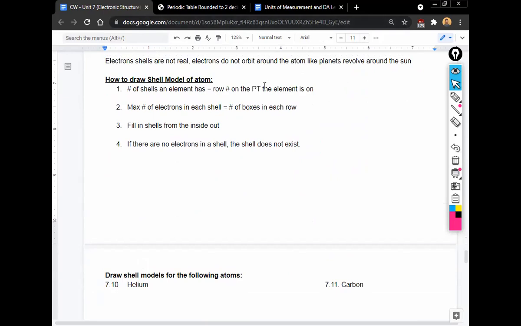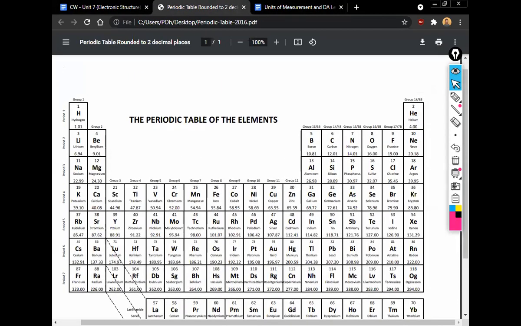Now, there are 4 rules that you need to keep in mind. The number of shells an element has is the row number. We just talked about this. The maximum number of electrons in each shell is equal to the number of boxes in each row. If you take a look at the periodic table, how many boxes are in row number 1? 2. That means you can only draw 2 electrons in the first shell. How many boxes are in the second row? Yeah, 8. So it's going to be a maximum of 8 inside of the second shell.